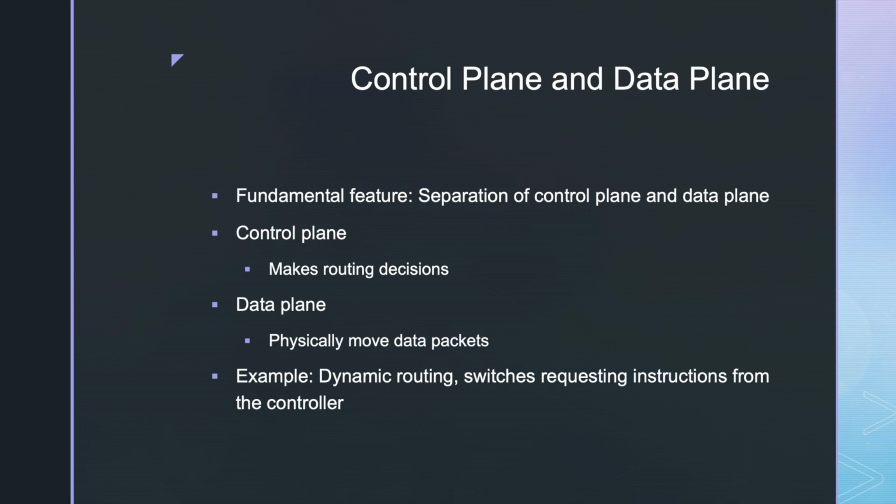An interesting aspect of SDN is the separation between the control plane and the data plane. The control plane makes decisions about data routing, while the data plane essentially moves the data packets. This separation provides greater flexibility and supports dynamic routing.